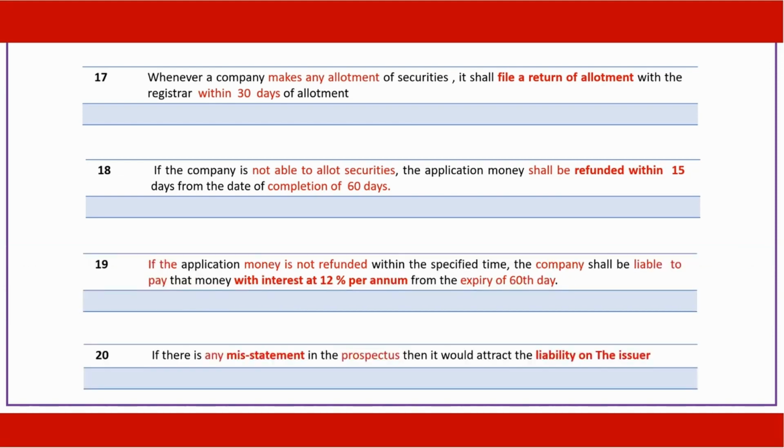If there is a misstatement in the prospectus, the issuers, basically the signatories to the prospectus, will be liable for the misstatement in the prospectus, and they attract the specified civil and criminal liability.